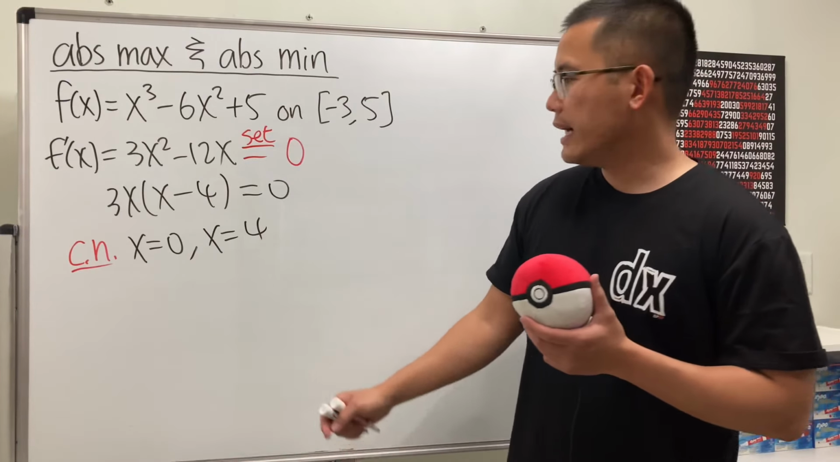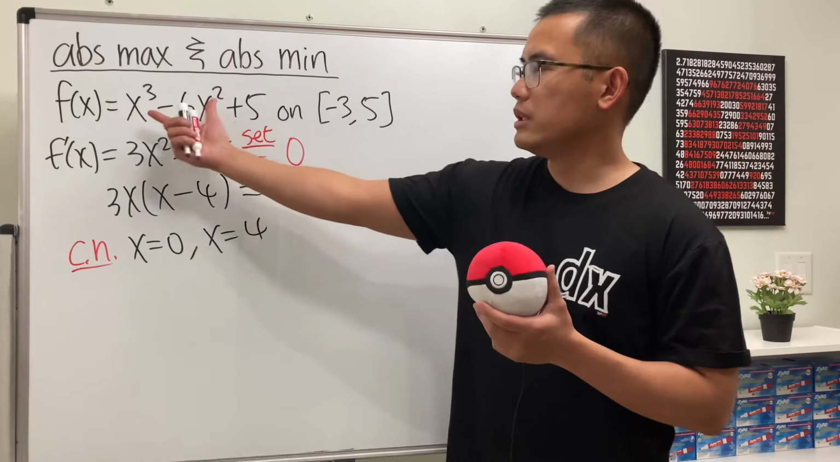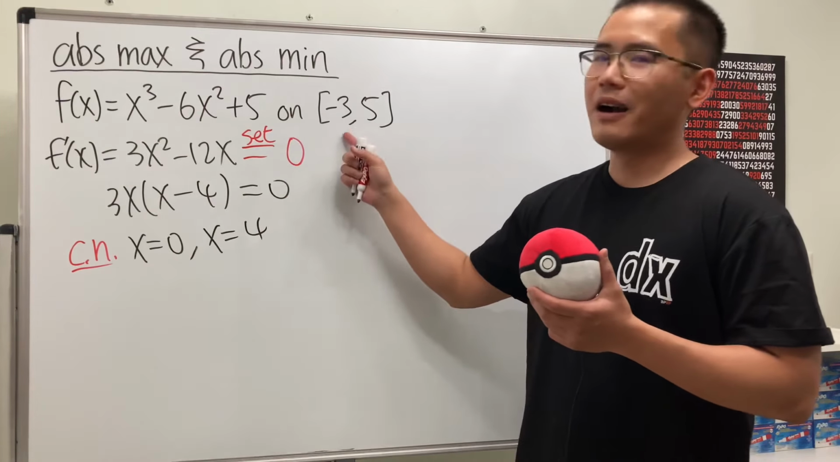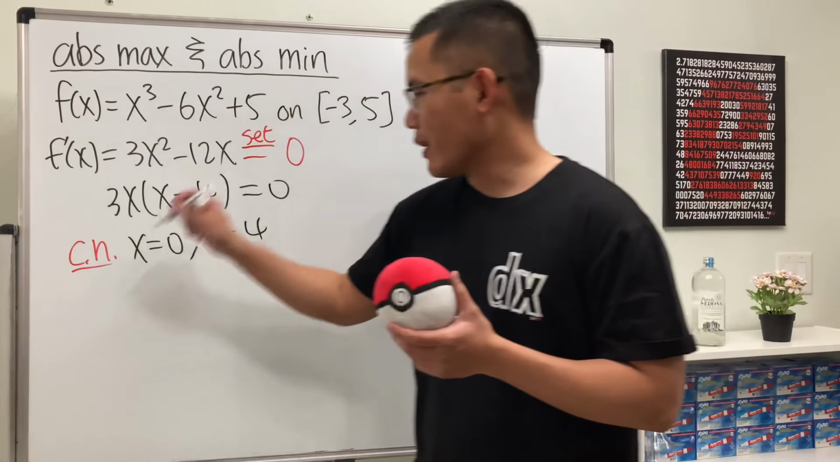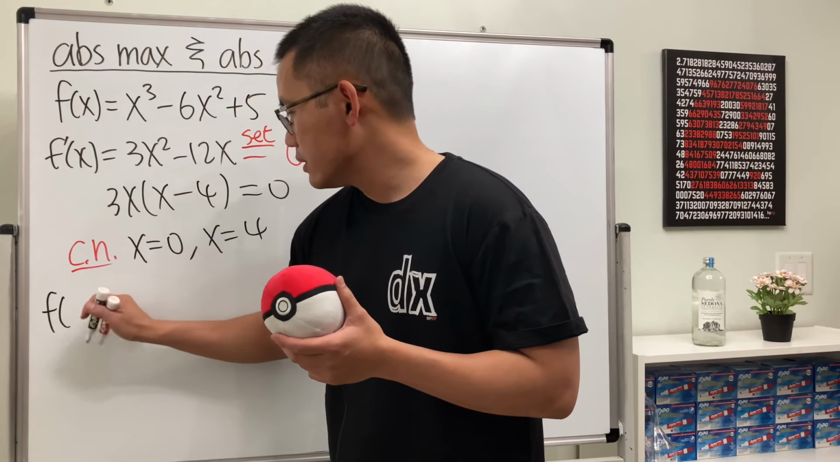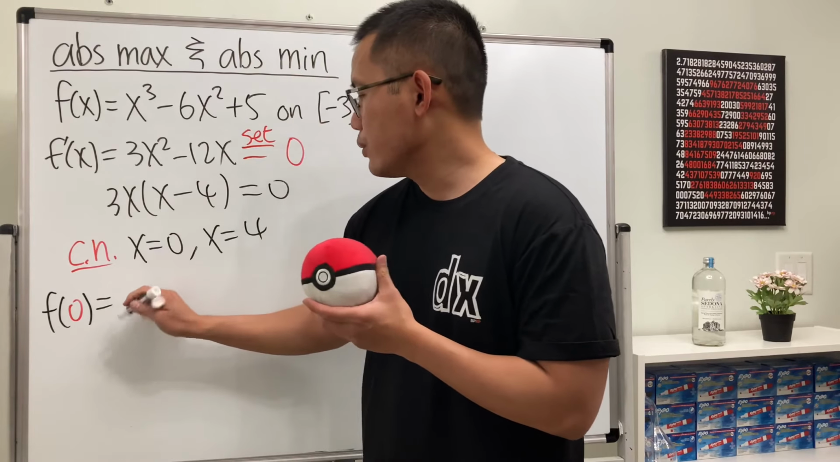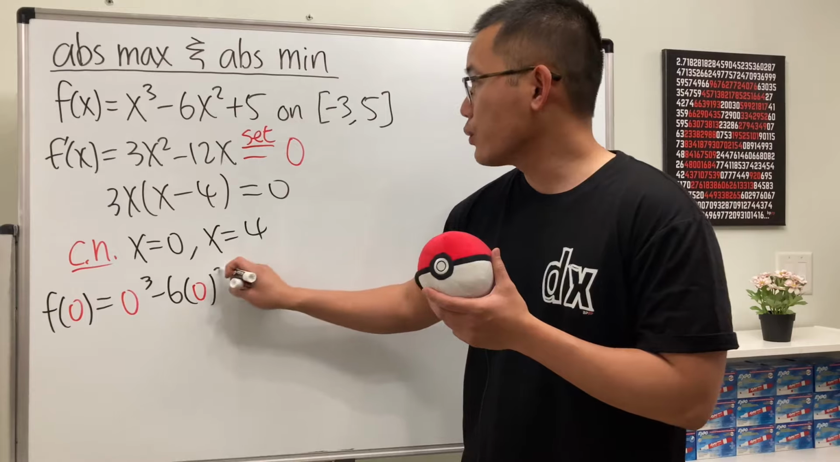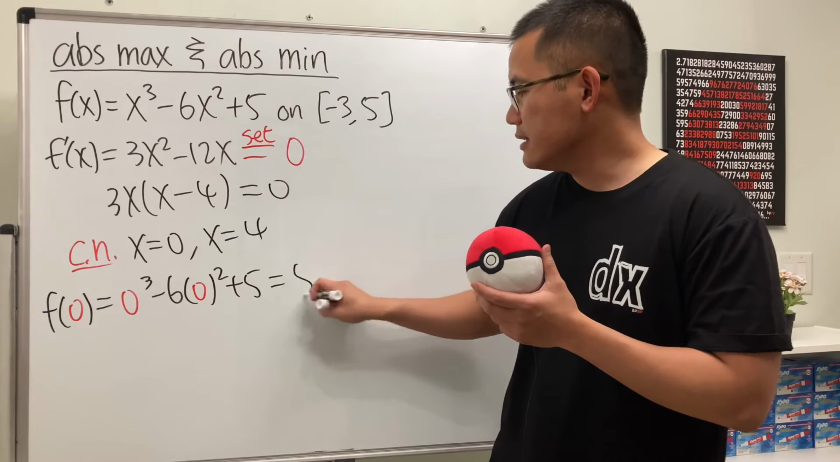And let's just go ahead and plug in both of them to the original function. We have to do both because both of them are on the interval. So here we go. f of 0 is just equal to 0 to the third power minus 6 times 0 squared plus 5. And this is just equal to 5.